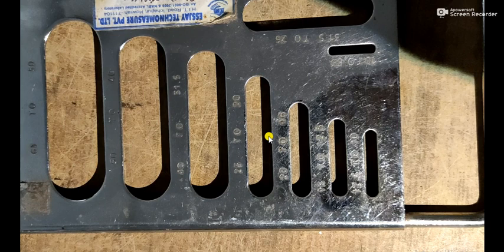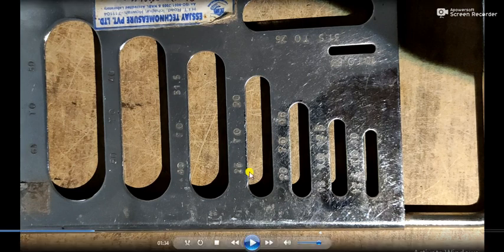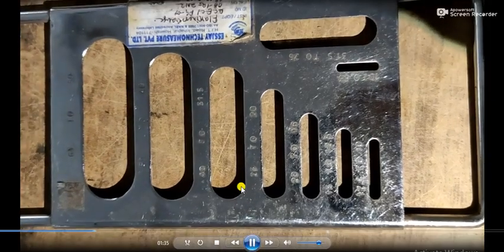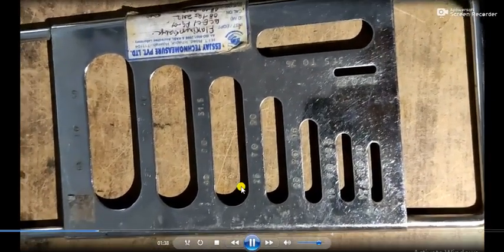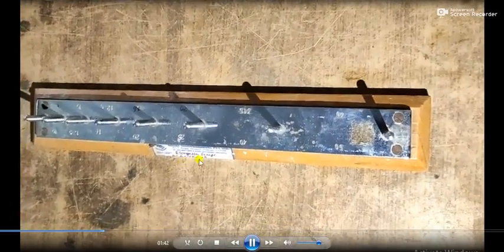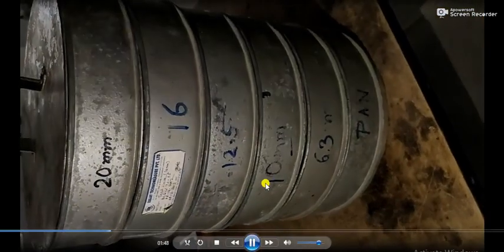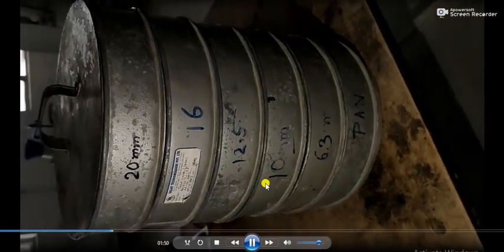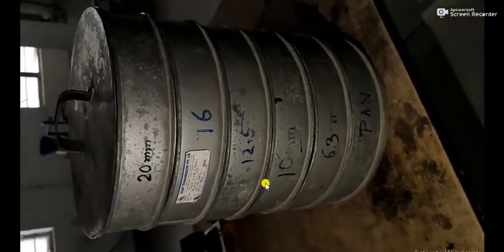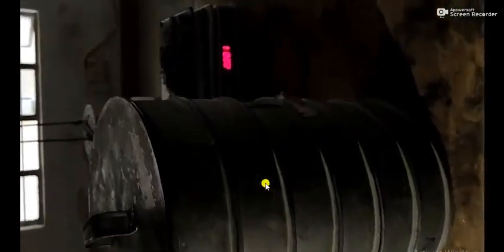Similarly, here the flakiness index is written, and here the elongation index is written. It is sometimes also called the length gauge. So the length gauge also has this kind of graduation. Along with this we need a set of sieves starting from 20 mm to 6.3 mm. Obviously 6.3 mm is the limiting value of the aggregate. Aggregate sizes below 6.3 should not be used for the testing.